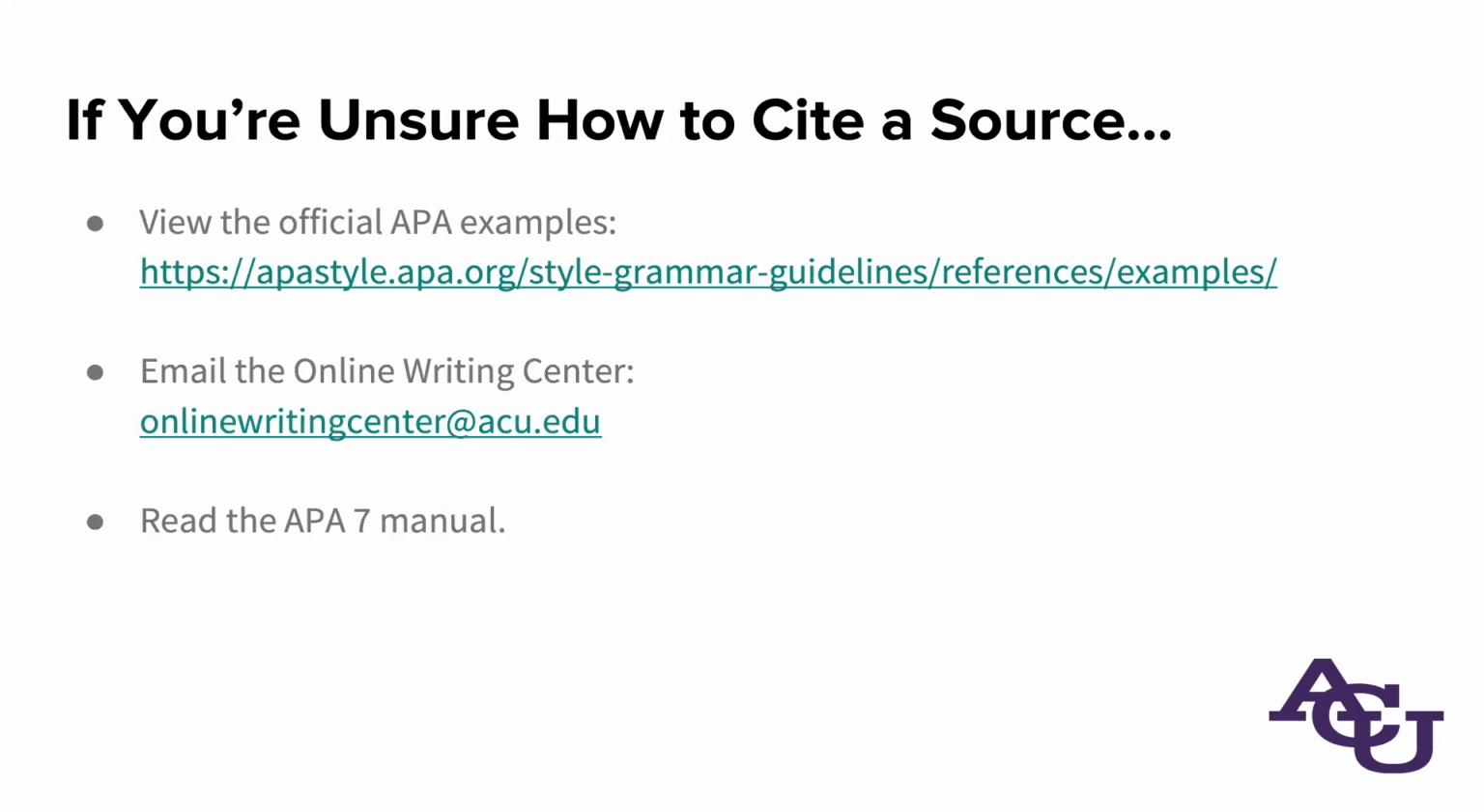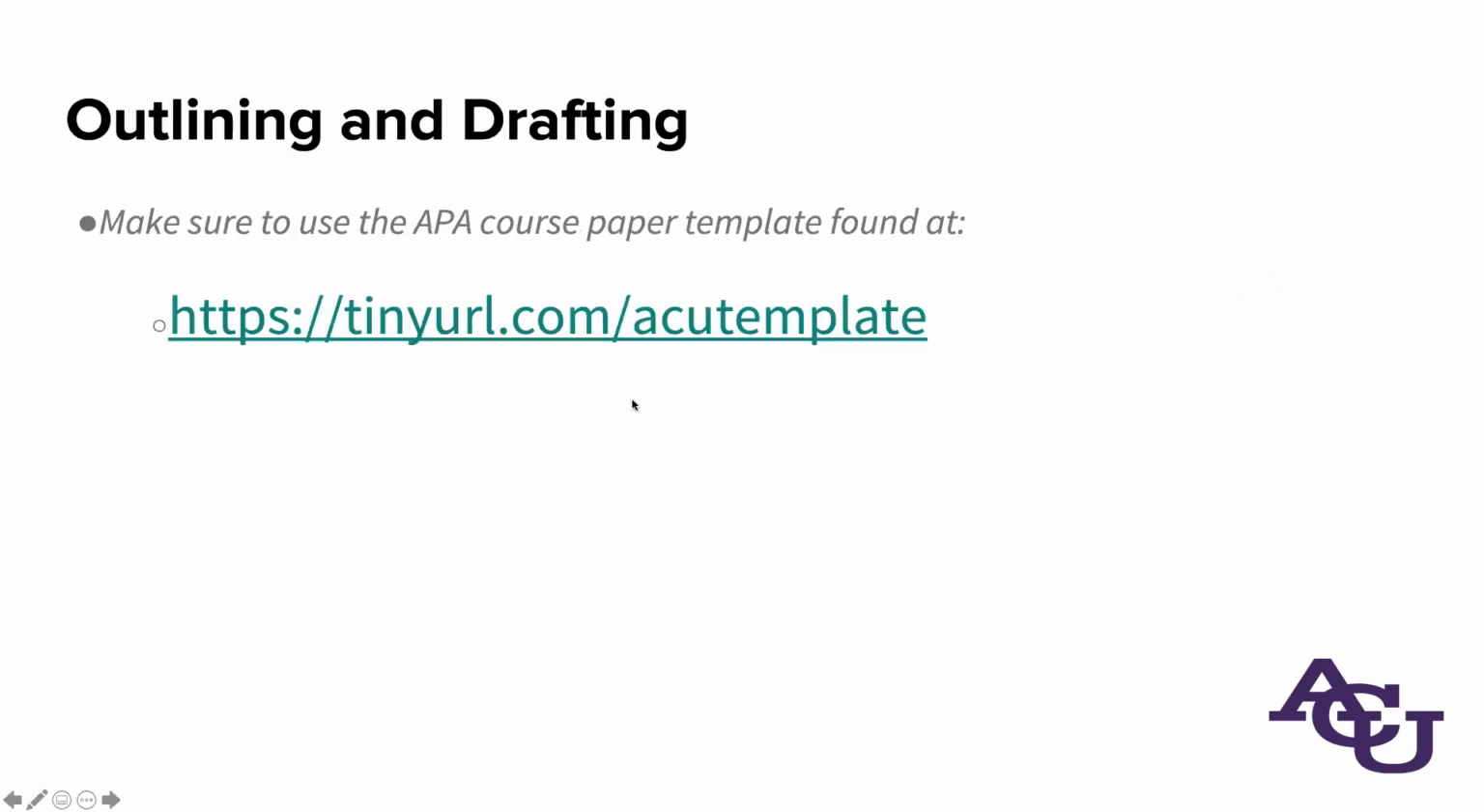Since you are required to cite a number of outside sources for this, if you have any questions about citing them, you can look at the official APA examples on APA style. You can email the Online Writing Center, just give us as much information as you have. And of course, the APA manual has many more examples than are found online. We are going to be using the APA course paper template here. If you don't have a copy of this, I recommend pausing for a moment and then you can download a copy of the template to use here.